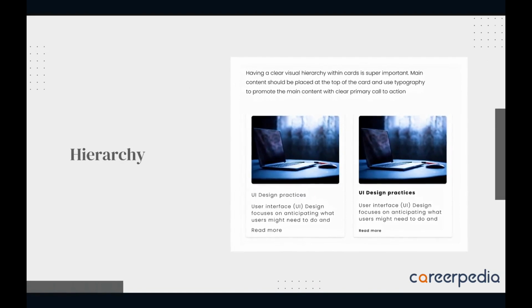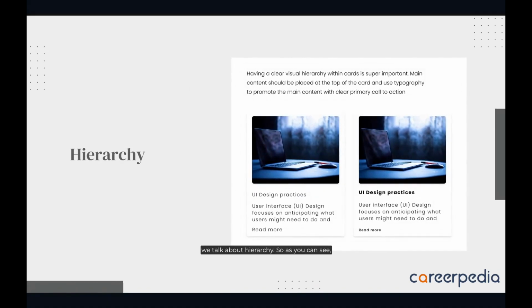Next, we talk about hierarchy. So, as you can see, the left card does not have any hierarchy. Everything looks similar and we don't know which text is more important than the other. On the right side, we can see that there is proper visual hierarchy. The main content should be placed at the top and it should be highlighted more, say bold, and then the body, and then the less important thing like read more. A person may or may not read more, so it is given in a smaller text.